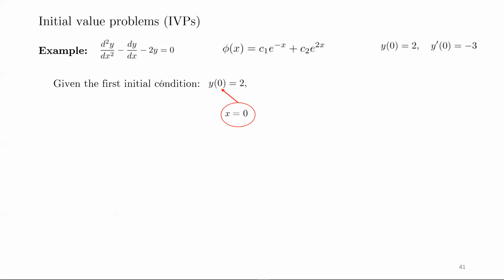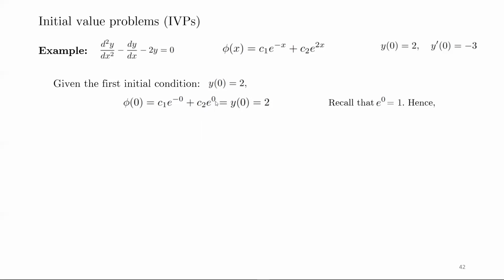Okay, so we know that phi now is a solution to the ODE. So now we've got to look at our initial conditions to try and figure out what these values of C1 and C2 are. The first initial condition: when x is equal to 0, y is equal to 2. What we're going to do is just substitute x equal to 0 into this solution phi. So if I do that, phi of 0, when x equals 0, we get C1 e to the negative 0, plus C2 e to the 0.